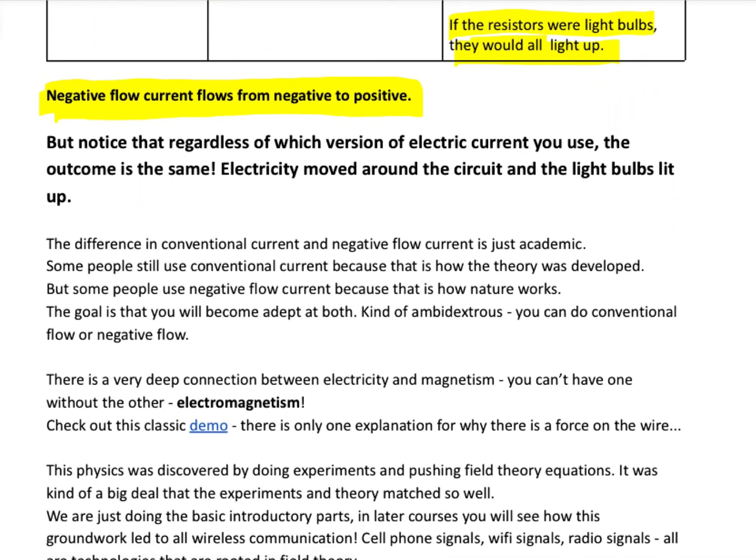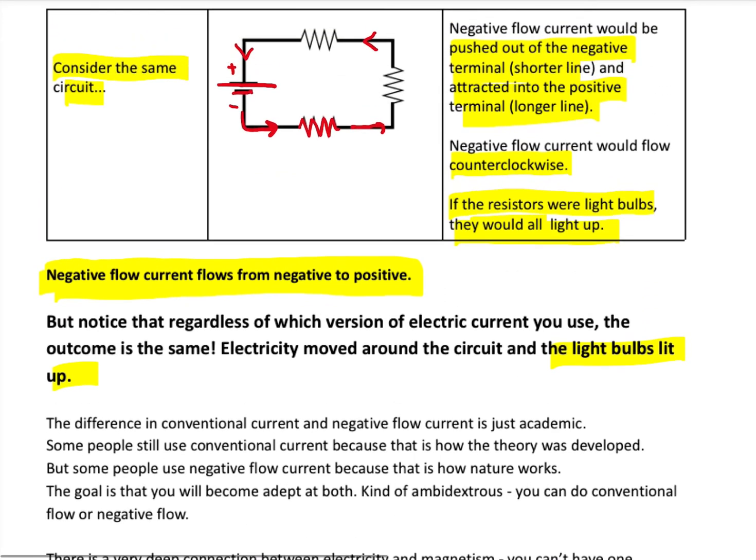If we built this circuit with 3 light bulbs, we get the same answer. The light bulbs would all light up. Just fundamentally, we're saying they're lit up for a different reason. Conventional theory, which isn't actually right, says that positives move clockwise through this particular circuit and lights up the light bulb. The more theoretically correct interpretation is that negatives moved counterclockwise, and that's why the light bulbs lit up.